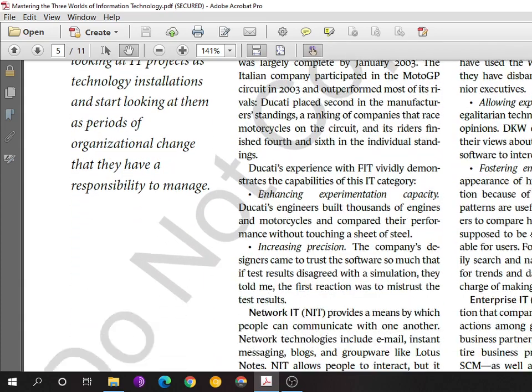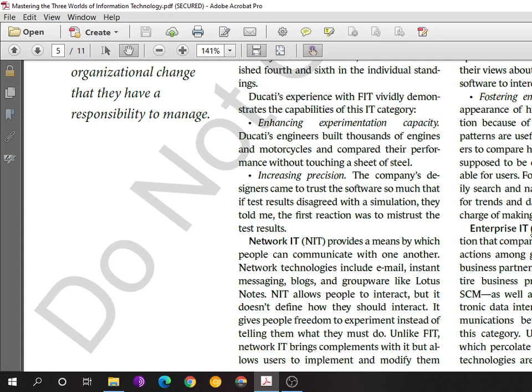So how did functional IT help Ducati, or how can it help any company? It can help by enhancing experimentation capacity. Because you have the tool available, you can make different things. So when you're writing an article, you can write it in different ways because you have the word processor. Number 2, it increases precision. In the case of Ducati, the software they were using to create the design of a motorcycle helped them improve their designs and make them more precise.